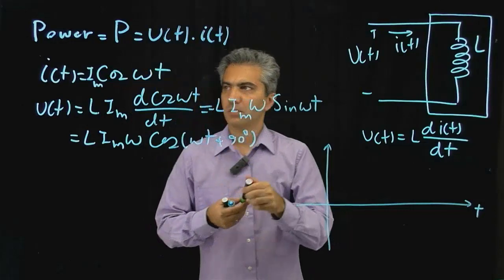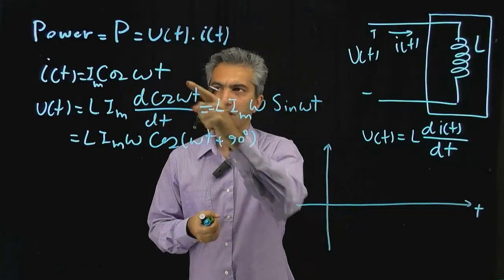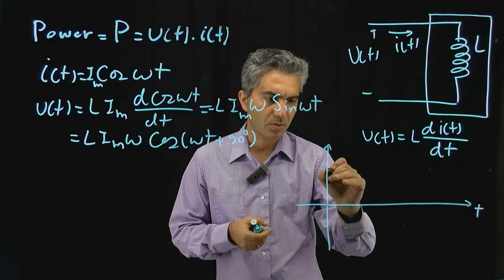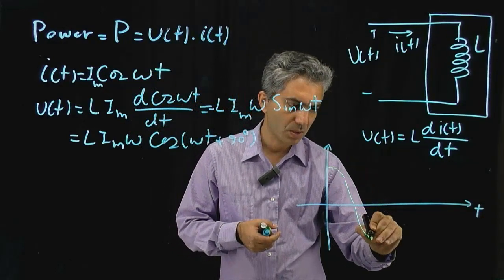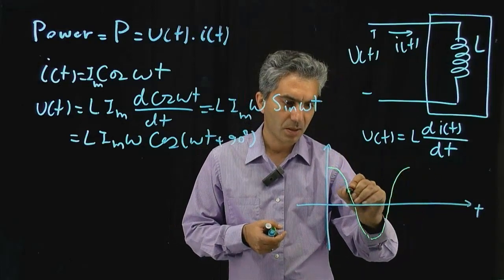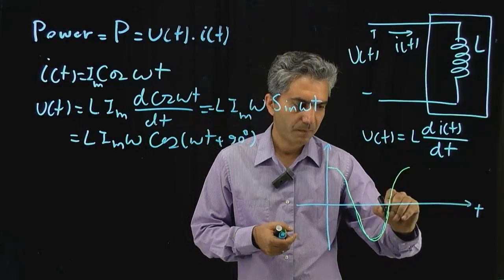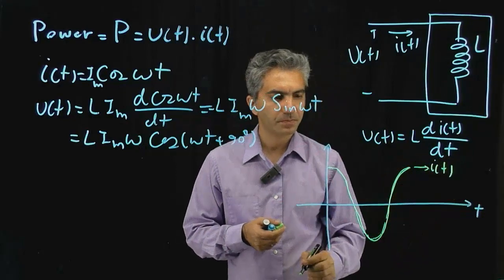So let's say we start with the current. The current changes like I cosine omega t. It starts at t equal to 0 at the maximum, then goes down to the minimum, and then comes back up, and like that. So this is the current, this is my i(t).